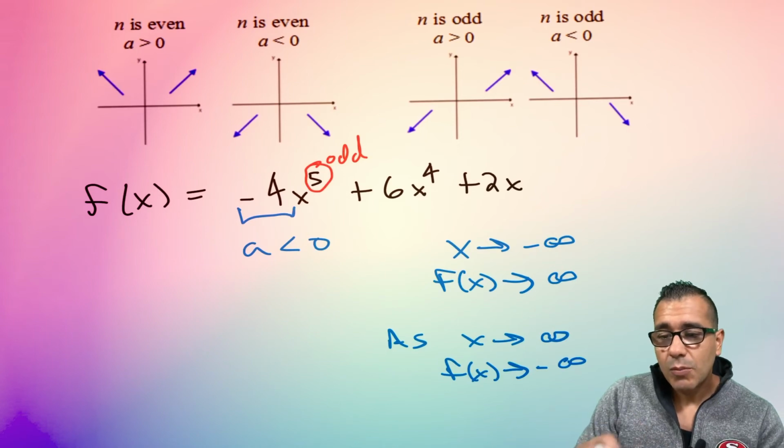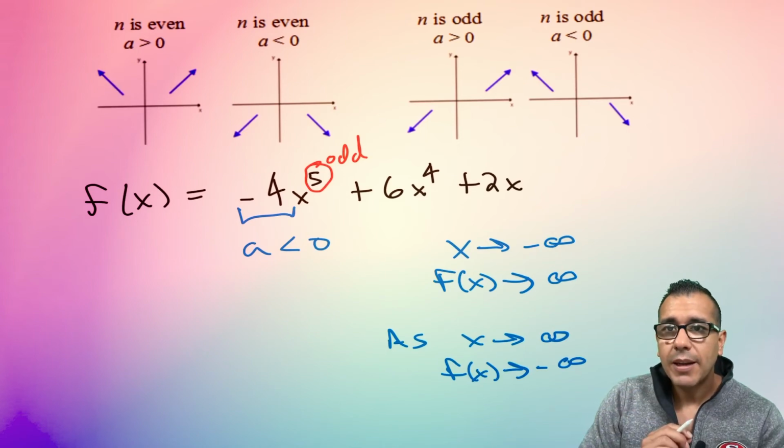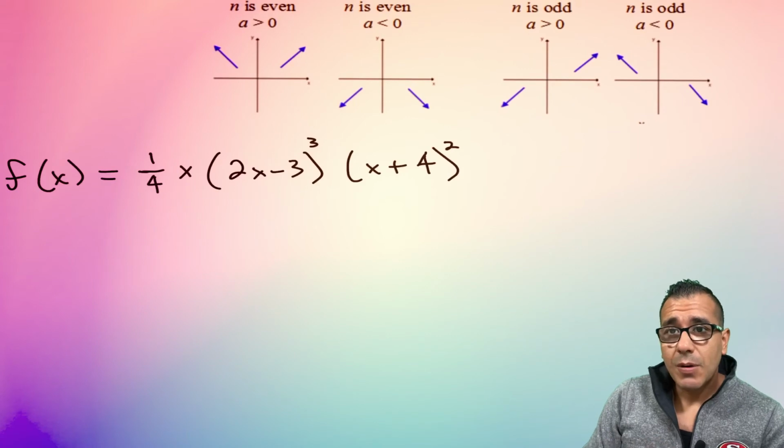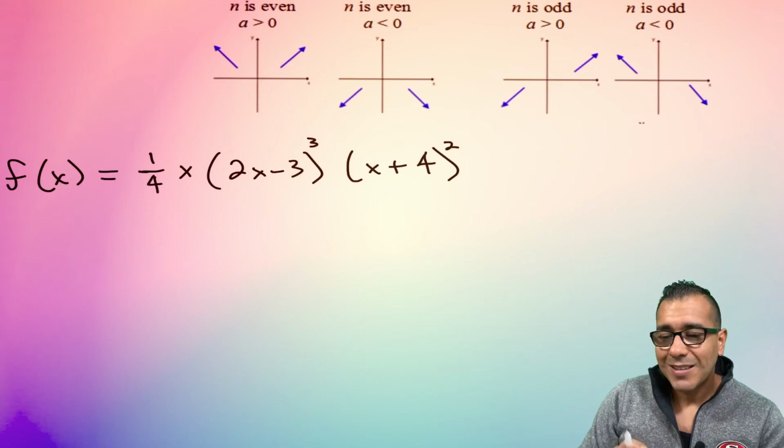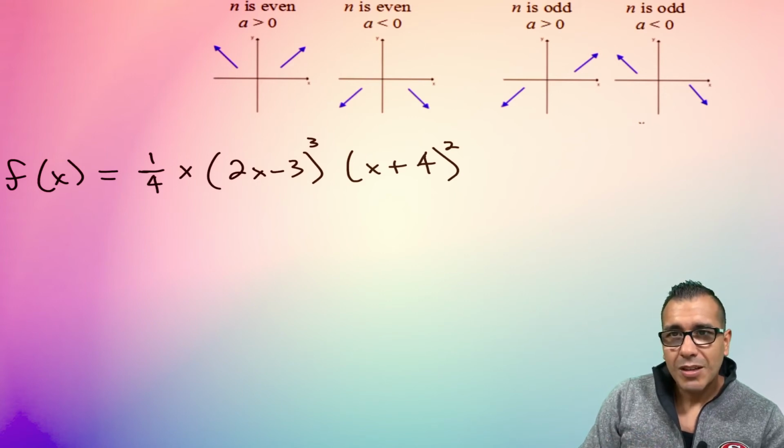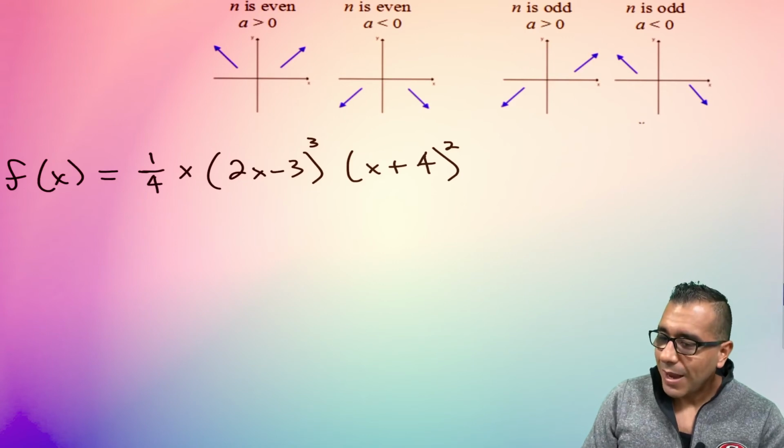All right, let's do one more problem that's a little bit more complicated. So here in this problem, we see that our function is in factored form. It's been factored for us, and that's going to be very helpful later on once we jump into multiplicity and other ideas. But right now, it might make this a little bit more confusing, but no need to worry, right? Dr. Math has your back.